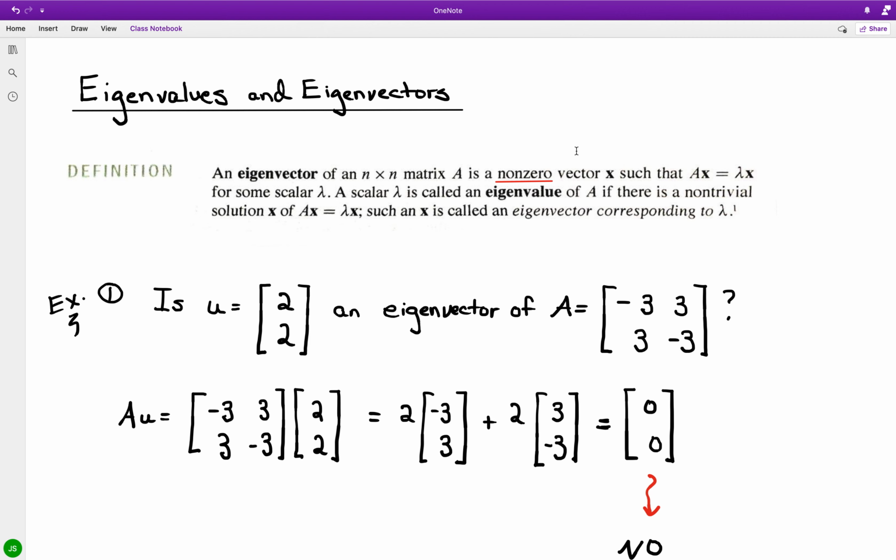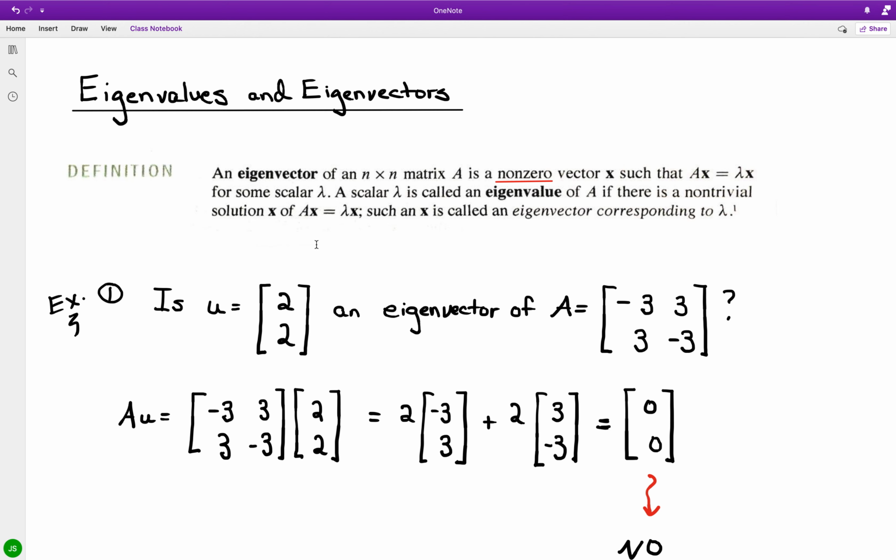And the value lambda, that particular scalar, is what is referred to as an eigenvalue of the matrix A, if there is a non-trivial solution x of Ax is equal to lambda x. And such an x is what is referred to as an eigenvector that corresponds to the eigenvalue lambda.